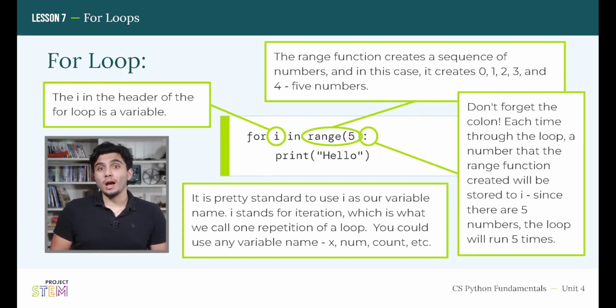So when we do for i in range(5), don't forget that colon. Each time through the loop, a number that the range function created will be stored to i. And since there are 5 numbers, the loop will run 5 times. And that's it.